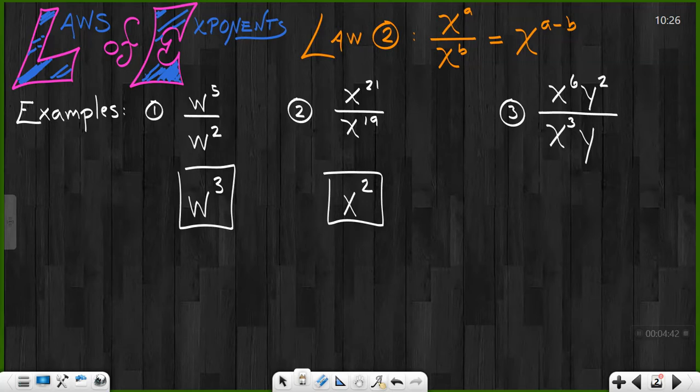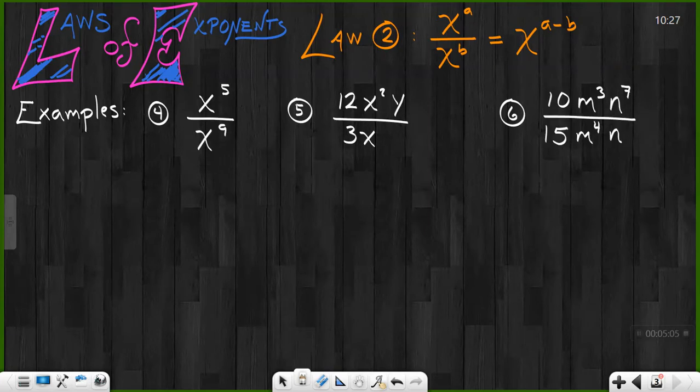Now all of a sudden we've got x and y, just like in law 1. We're going to do both of them just separately. Start with your x's. Keep the base of x. 6 minus 3 is 3. All right, then go to your y's. Keep the y. 2 minus 1, because we don't see an exponent there, 2 minus 1 is 1. And I'm not going to write that 1 because I don't need to write an exponent of 1. But I get x cubed y.